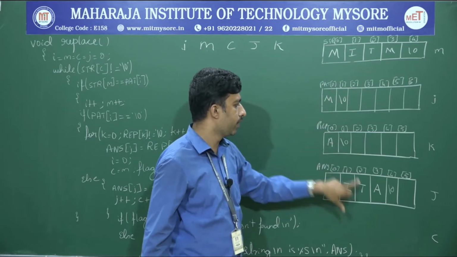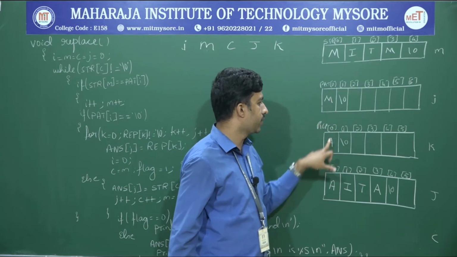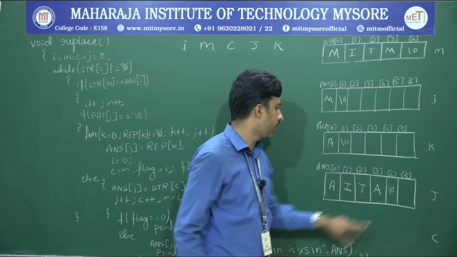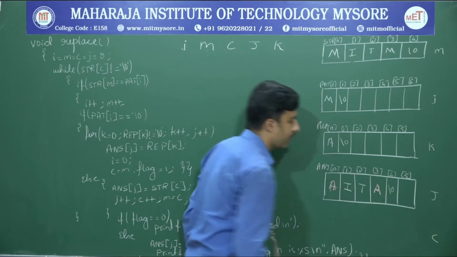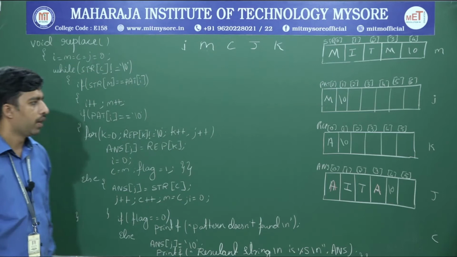T does not map with m, so retain it. M maps with m, so for that reason replace it and store it at a. These two elements get reflected. These are the two characters that are reflected and stored.